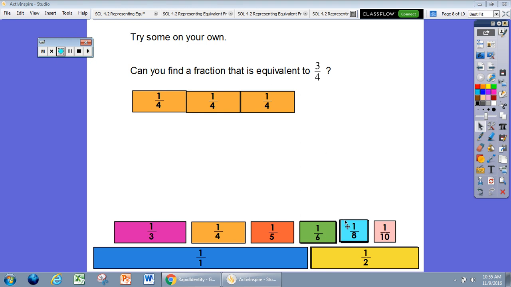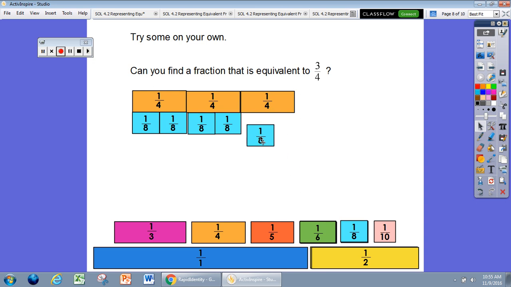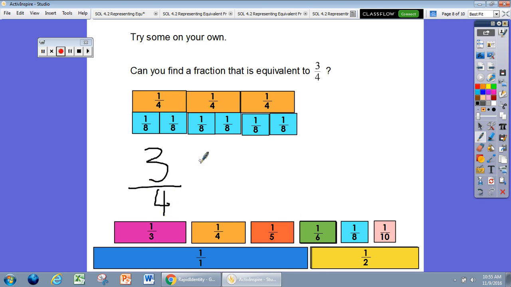Great job. You probably noticed that you could put your eighths. Here we have 1/8, 2/8, 3/8, 4/8, 5/8, 6/8. And if we wrote that, it would look like this. 3/4 is equivalent to 6/8.